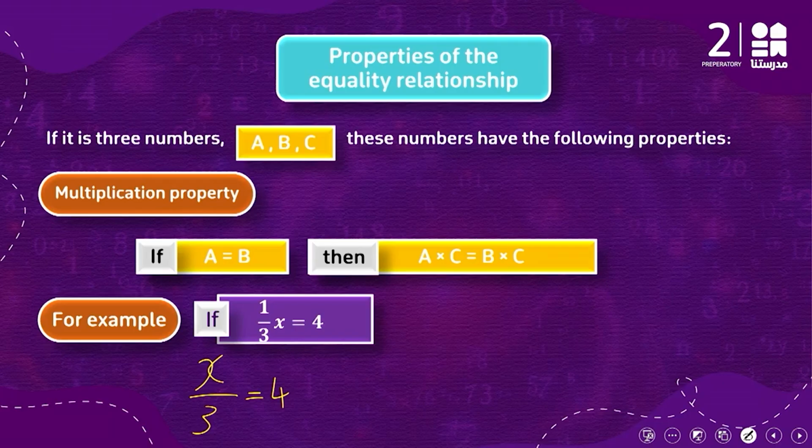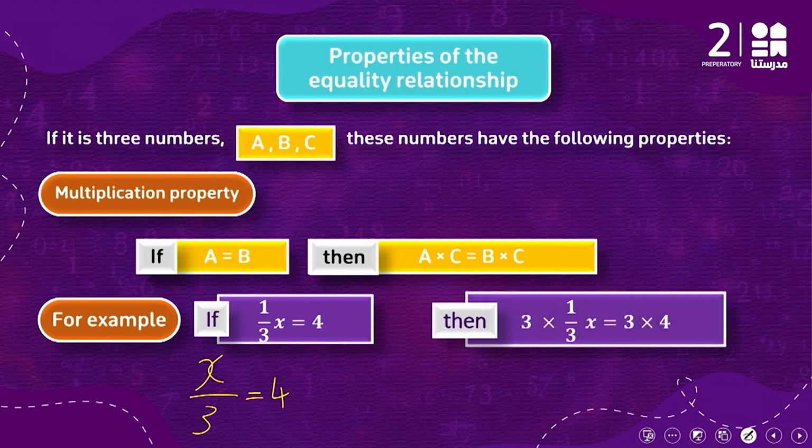Remember the balance? Remember when we had x and 2 cards, and we needed to cancel these 2 cards together to find the value of x itself. Same here. x now is divided by 3. You need to cancel this divided by 3, so you need to multiply by 3.